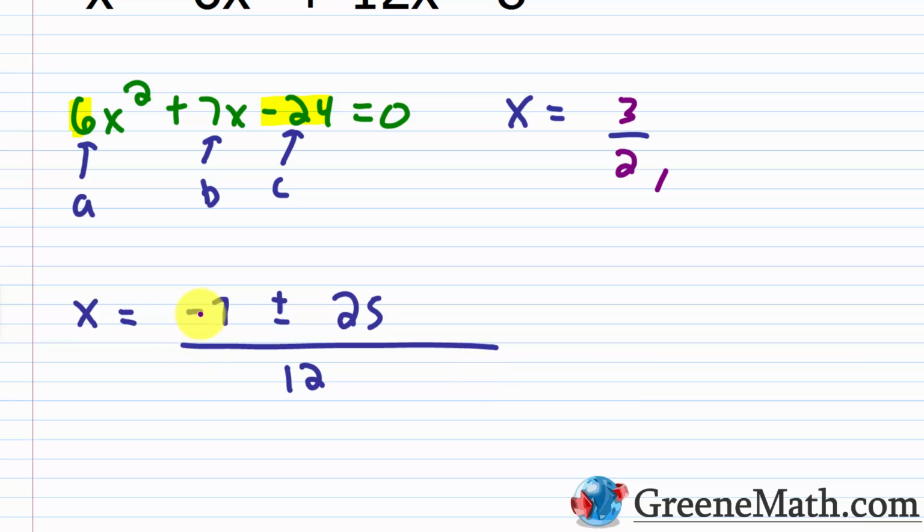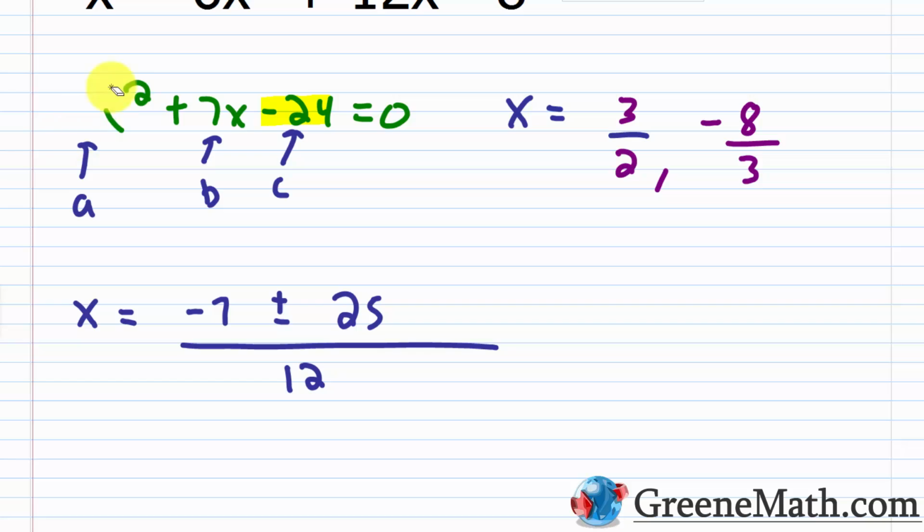Another solution is we have -7 minus 25, which is -32. And then this is over 12. So I can reduce this by dividing each part by 4. 32 divided by 4 is 8, so that would be -8 there. 12 divided by 4 is 3. So you've got 3/2 and -8/3.